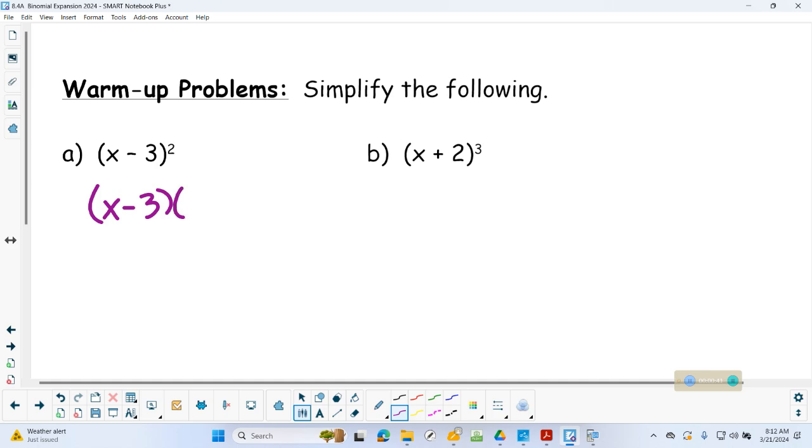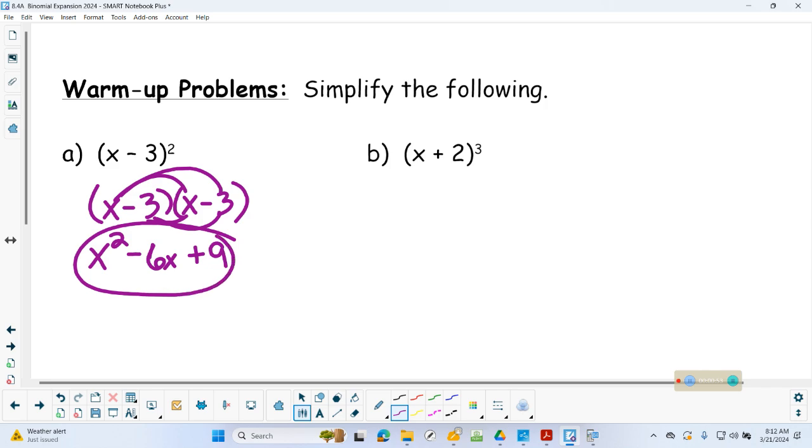X minus 3 squared, of course, we would write that out twice and do our full foiling. So I'm going to have x squared minus 6x minus 3x minus 3x. Let's combine it. And then, of course, plus 9. That's pretty easy to expand. We can do that simply. X plus 2 cubed, we would have to write this down 3 times.